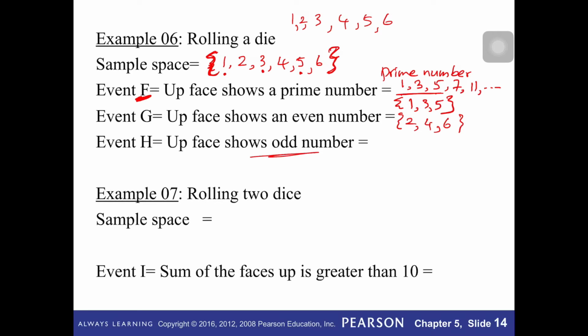Odd numbers, what are the odd numbers? 1, 3, 5, 7, but 7 we cannot consider because we have only values from 1 to 6. Clear? Okay, example 7, considering 2 dice.